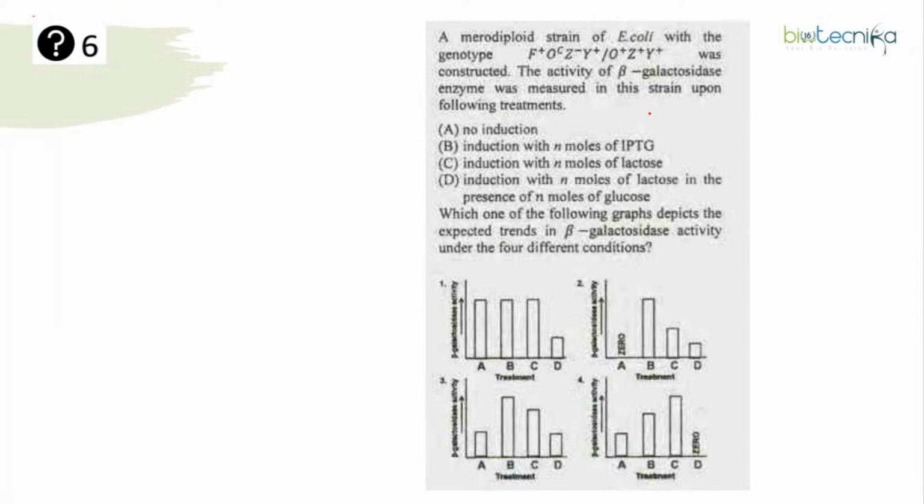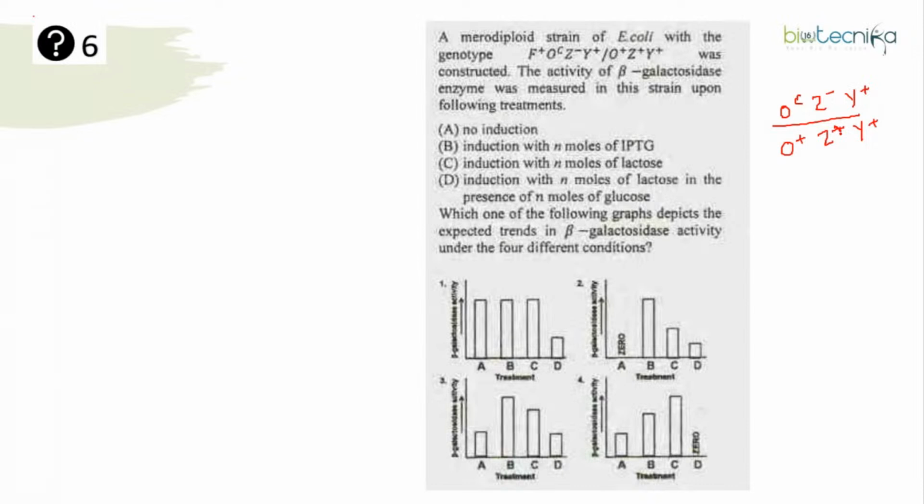Okay, so just think about it. I'll give you time. Think what should be the outcome. OC Z minus Y plus, and O plus Z plus Y plus. Now you have to know which is cis-acting and which is trans-acting in order to understand how to analyze these merodiploid situations.